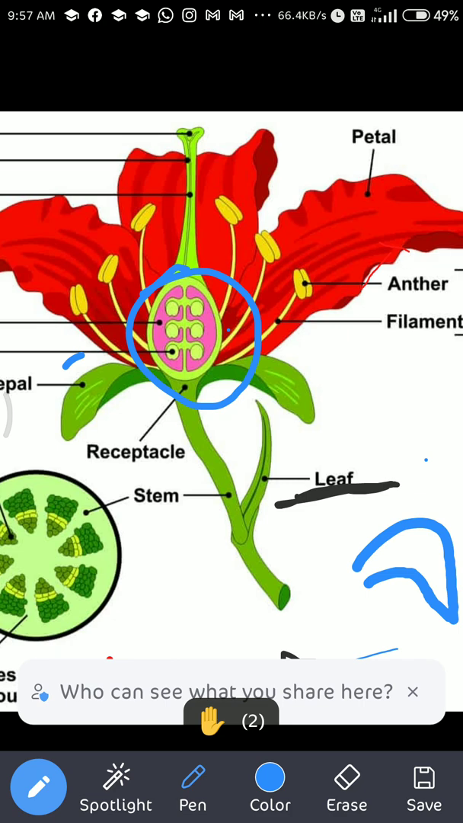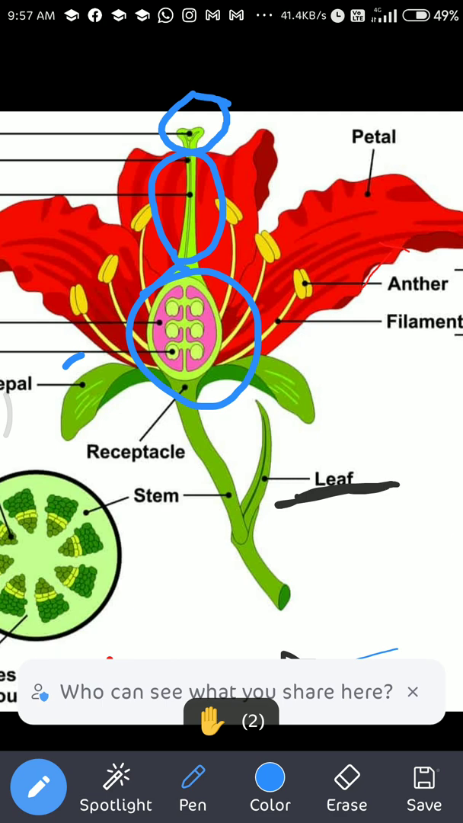Okay, so yes. Here, this is ovary, and inside the ovary, ovules are there. The upper part of the ovary, this portion, is style, and the uppermost portion of the pistil or the gynoecium is the stigma. So stigma, style, ovary. Inside the ovary, ovule is there.